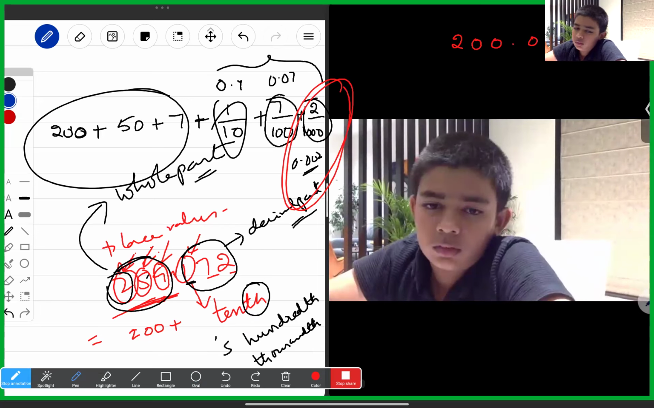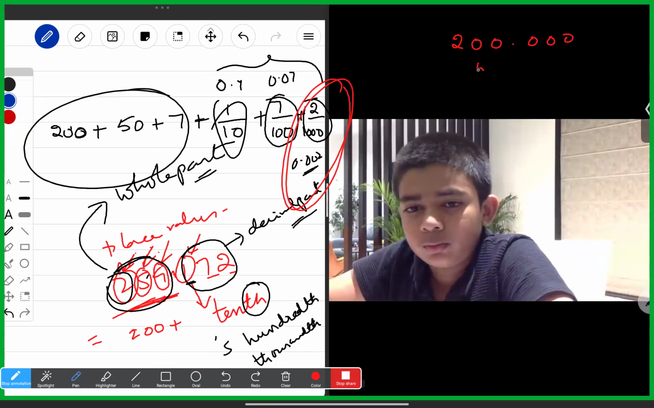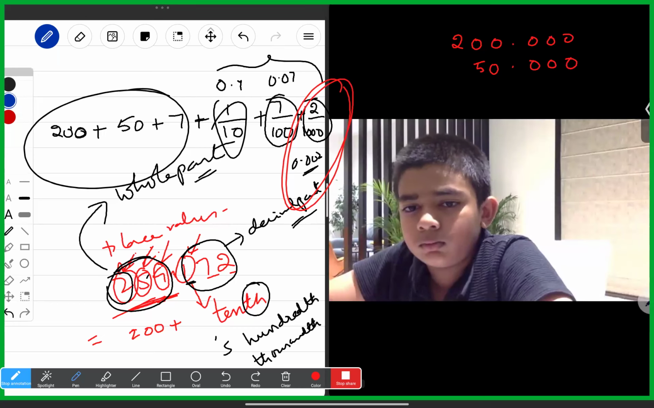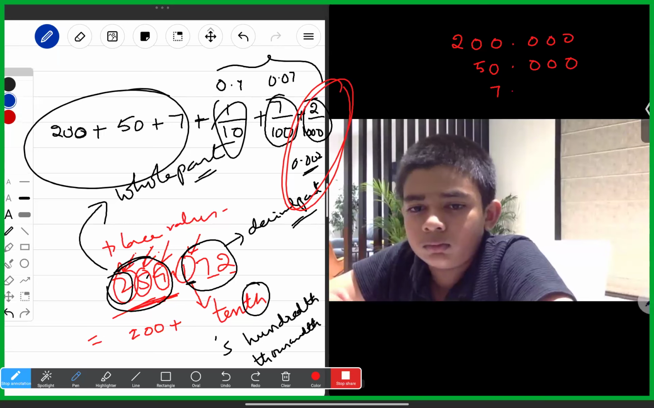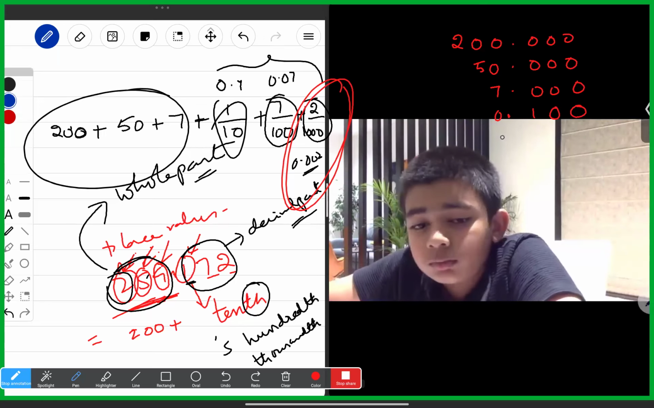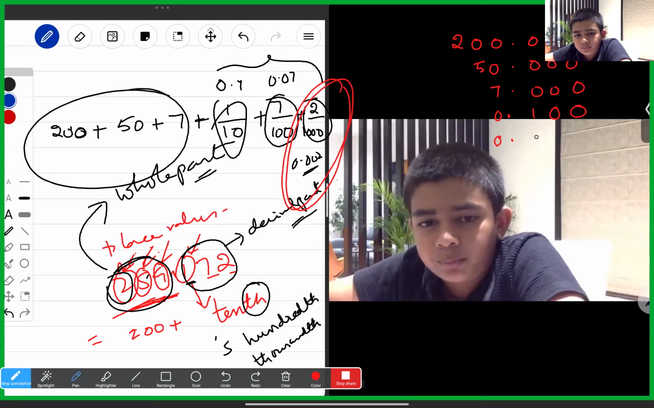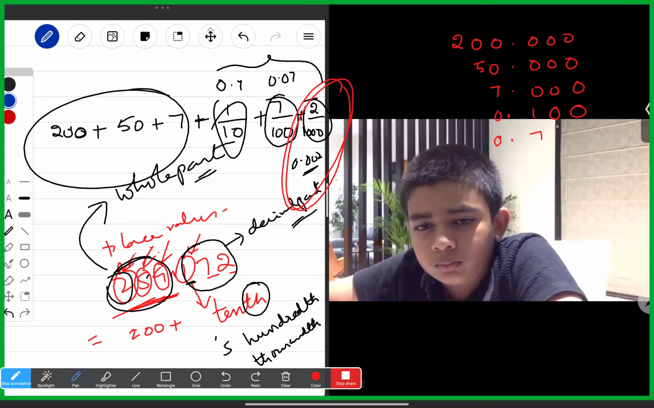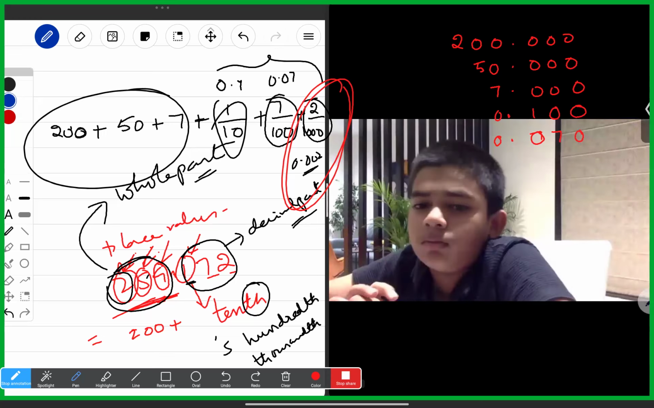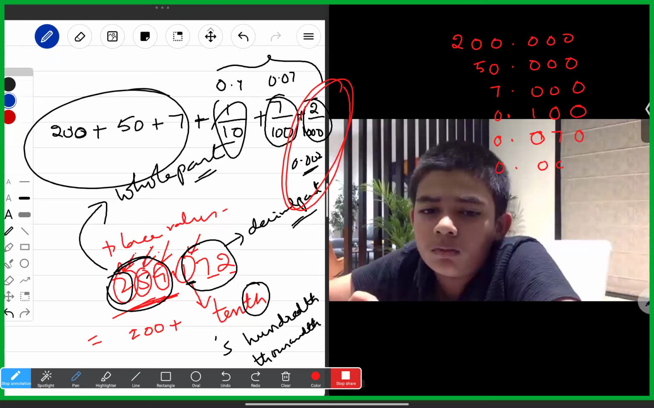That's right. Now the next number is 50. I have to mark it in the ones and tens place, and the remaining place is 0. Then 7 is in the ones place because it's only one digit. Again I'm keeping zeros. Then 0.1: 1 by 10 means 0.1. If you want, we can make them zeros, because after the 1, if you add any zeros, it's still 0.1. Okay, yes, sir. Then 0.07, and we can write one more 0 there. Then the last digit is 0.002.